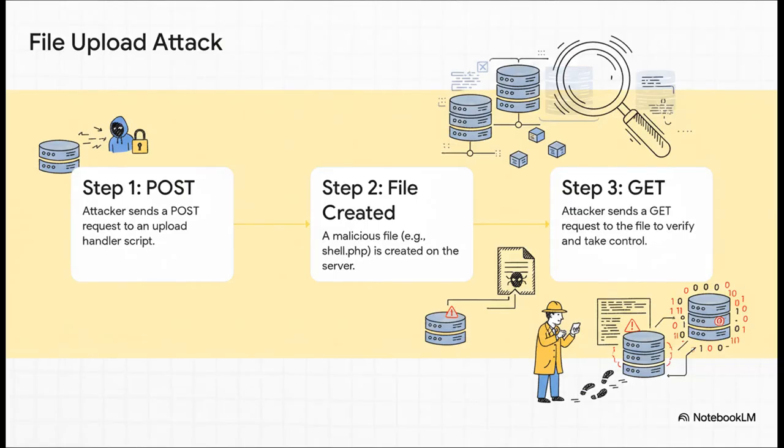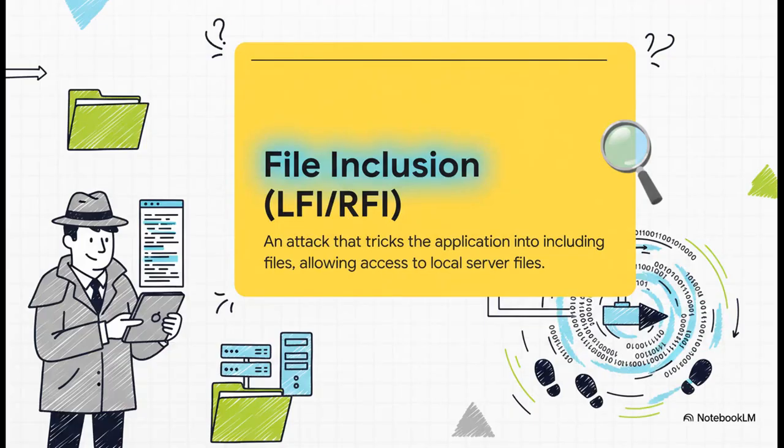And if you look at the logs, it tells this perfect little 3-act story. Act 1, you'll see a POST request where the attacker sends the file. Act 2, a moment later, you'll see a GET request to that exact same file name. That second request, that's Act 3, the attacker checking to make sure their shell works and their backdoor is open. It's a textbook pattern.